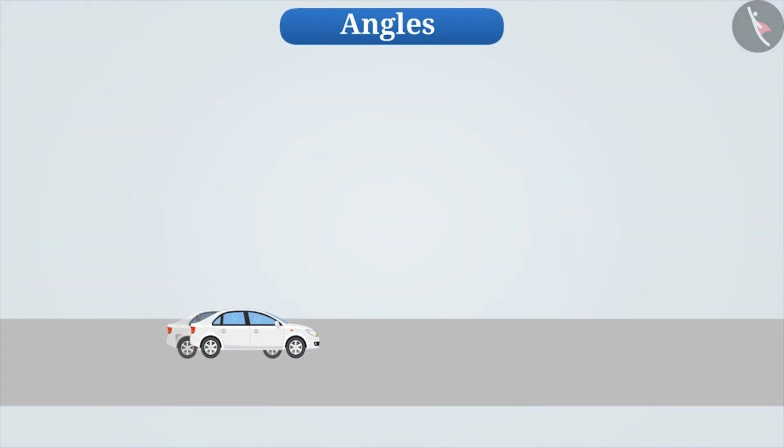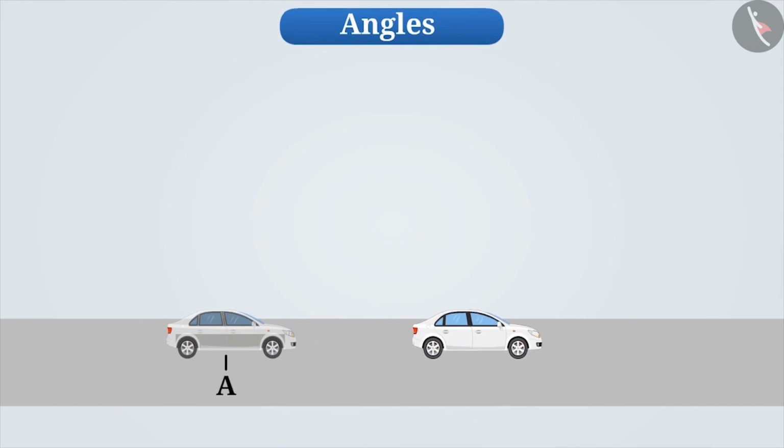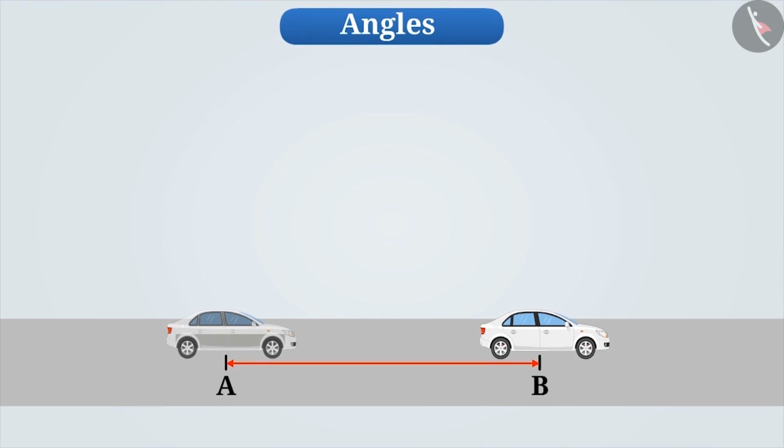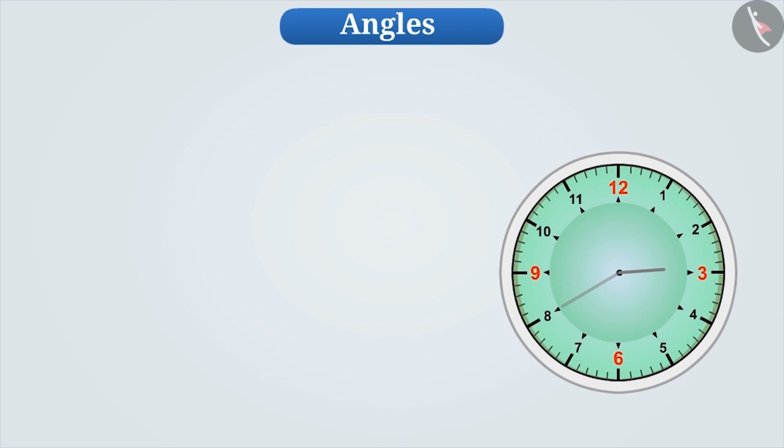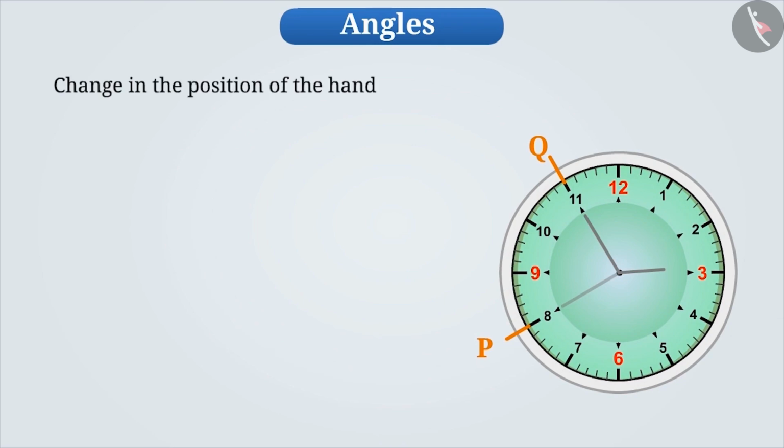Suppose a car is moving in a straight line from place A to place B. Then to find the change in position of the car, we need to find the distance between A and B. Now suppose the hand on the clock moves from place P to Q. If we need to find the change in the position of the hand, would it be correct to find the distance between P and Q? Give it a try.